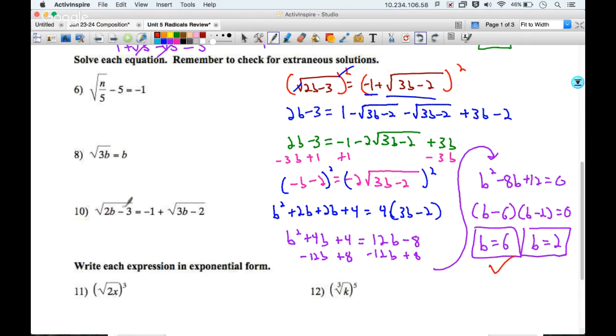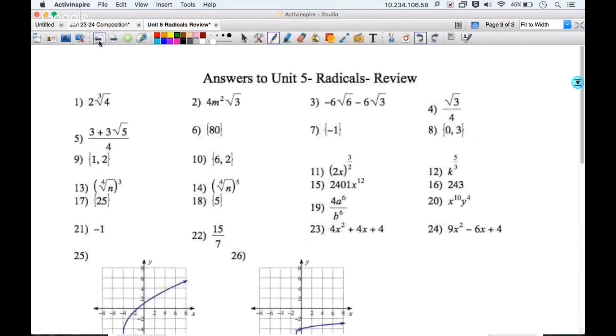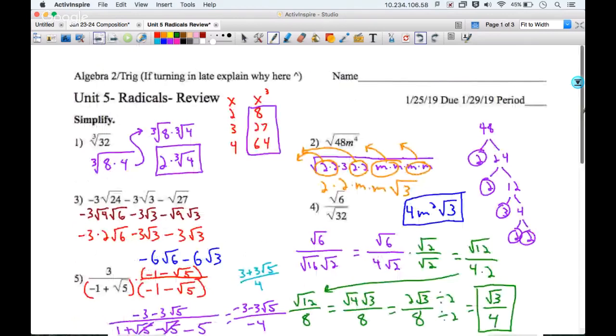2 times 2 is 4, minus 3 is 1, square root of 1 is just 1, equals negative 1, plus 3 times 2 is 6, minus 2 is 4, square root of 4 is 2, so 1 equals 1. So they're both good answers. I'm going to switch that to green. Neither is extraneous, both good answers. Problem number 10 there. And we should really just double check that one. It was a long problem. 6 and 2. Got them both.